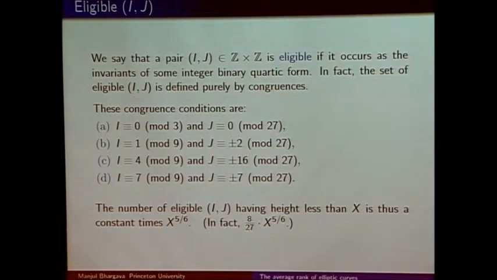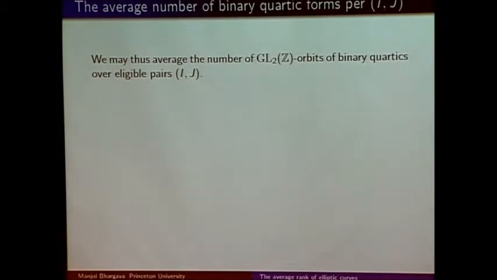So the total number of i's and j's having height less than x is 8 over 27 times x to the 5/6. The 27 comes because these are mod 27 congruence conditions, and then 8 is there because you count the total number of such translates you have to take. So you can get the average number of binary quartics per ij by just dividing the sums we had before by the total number of ij's that we have.